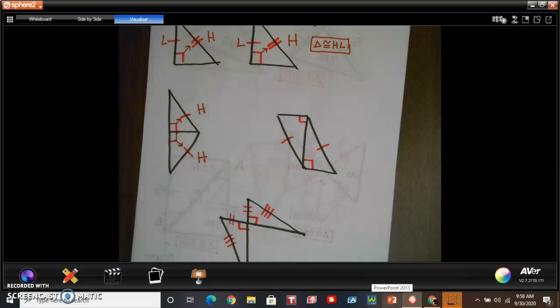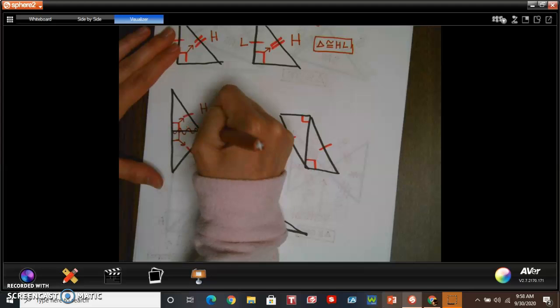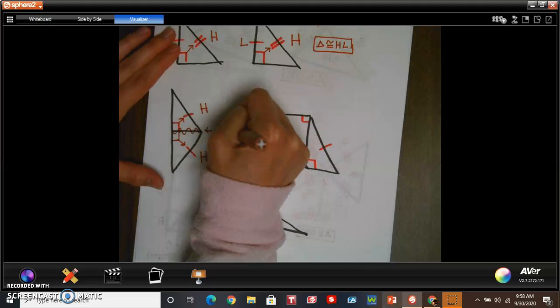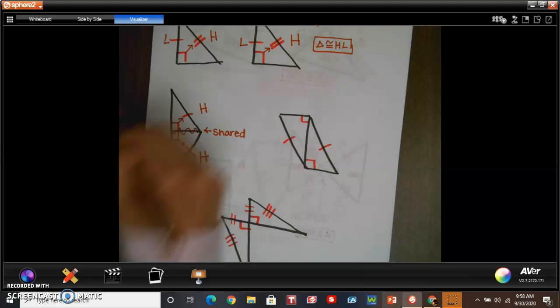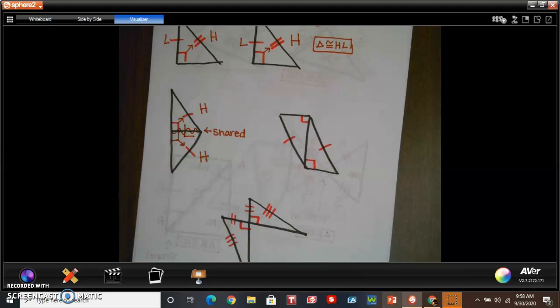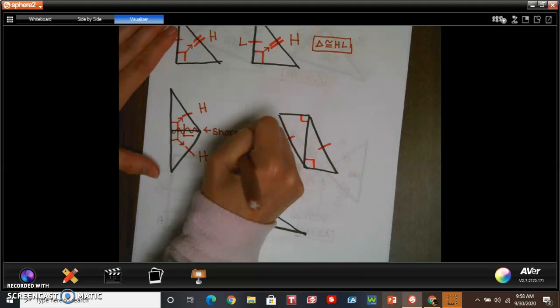And you're like, well, I don't see another dash mark for my leg, but do you see this shared side? And remember, if they share something, that means it's congruent. So that would become our leg. So now we still have our triangles congruent by HL.